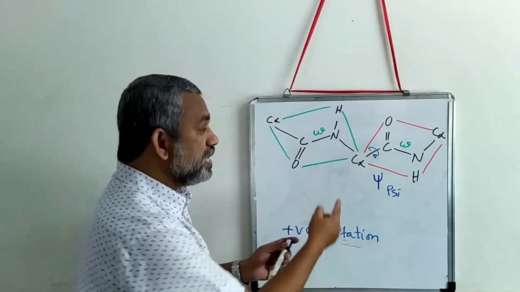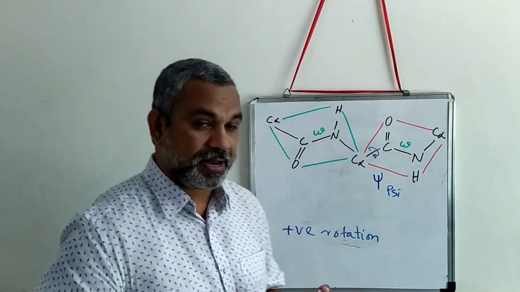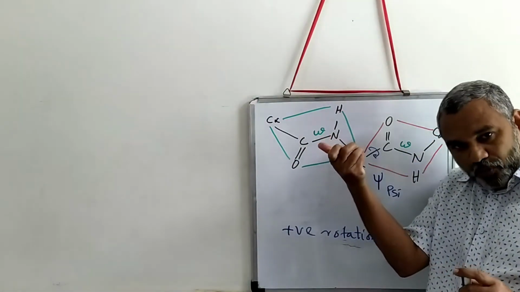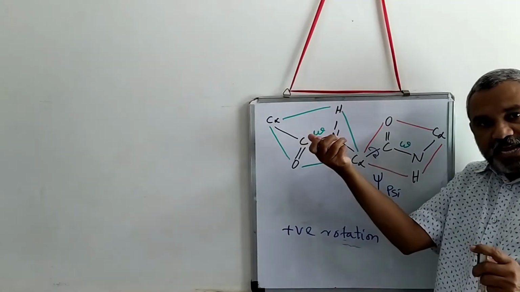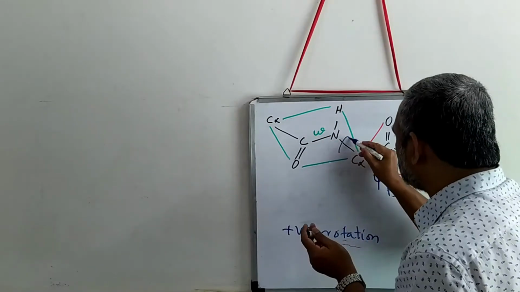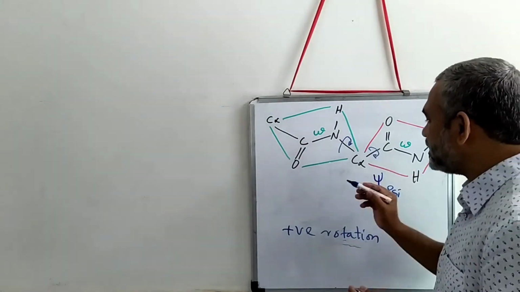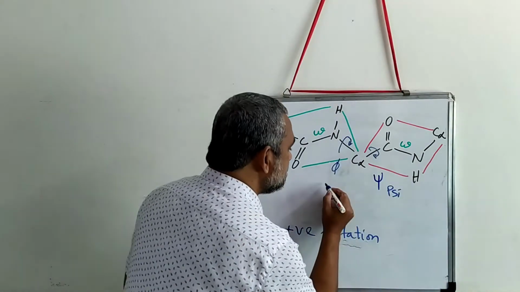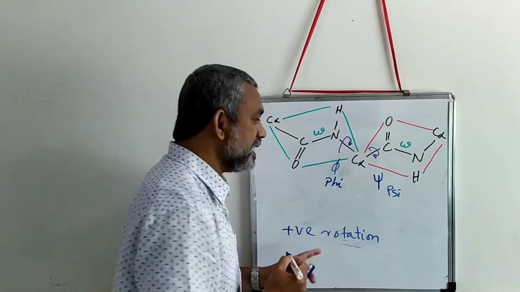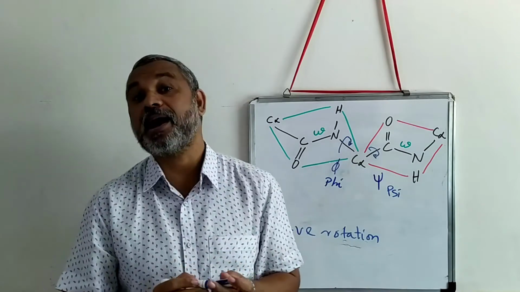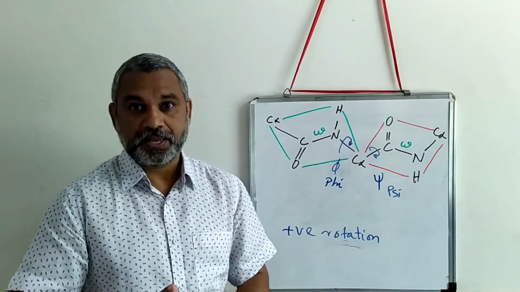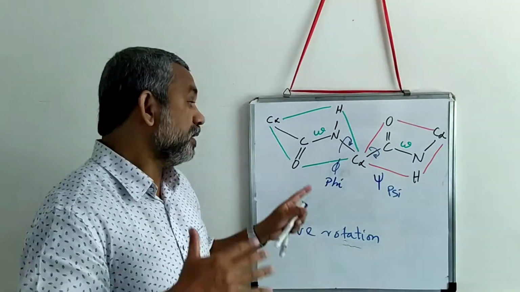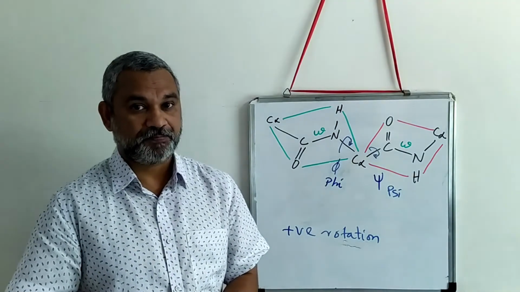Now look at the other bond, on the other plane. Looking from the C alpha in this direction, in positive rotation, this is the way it will rotate. This is known as the phi rotation, denoted by this symbol. So that is phi, psi and omega. These are the three types of dihedral angles that we are coming across.